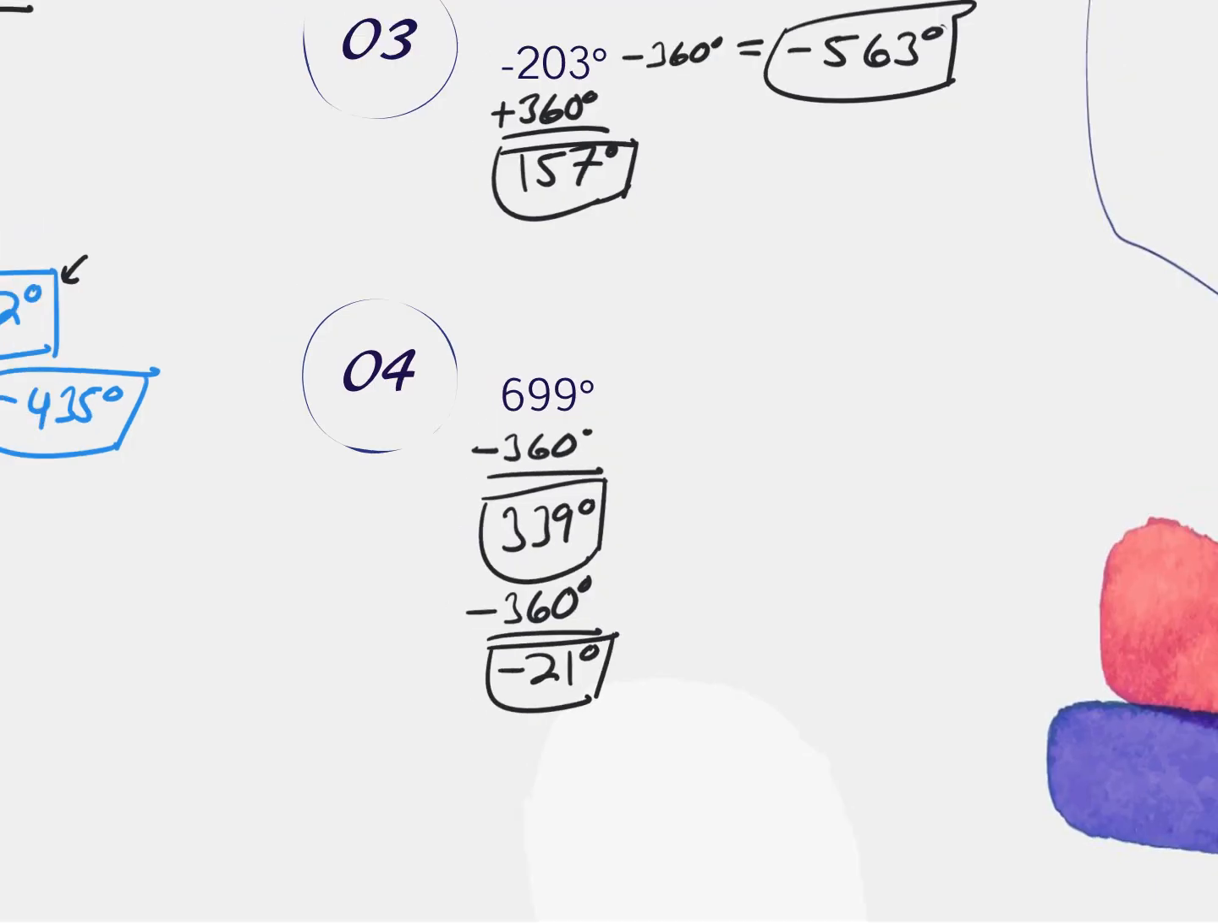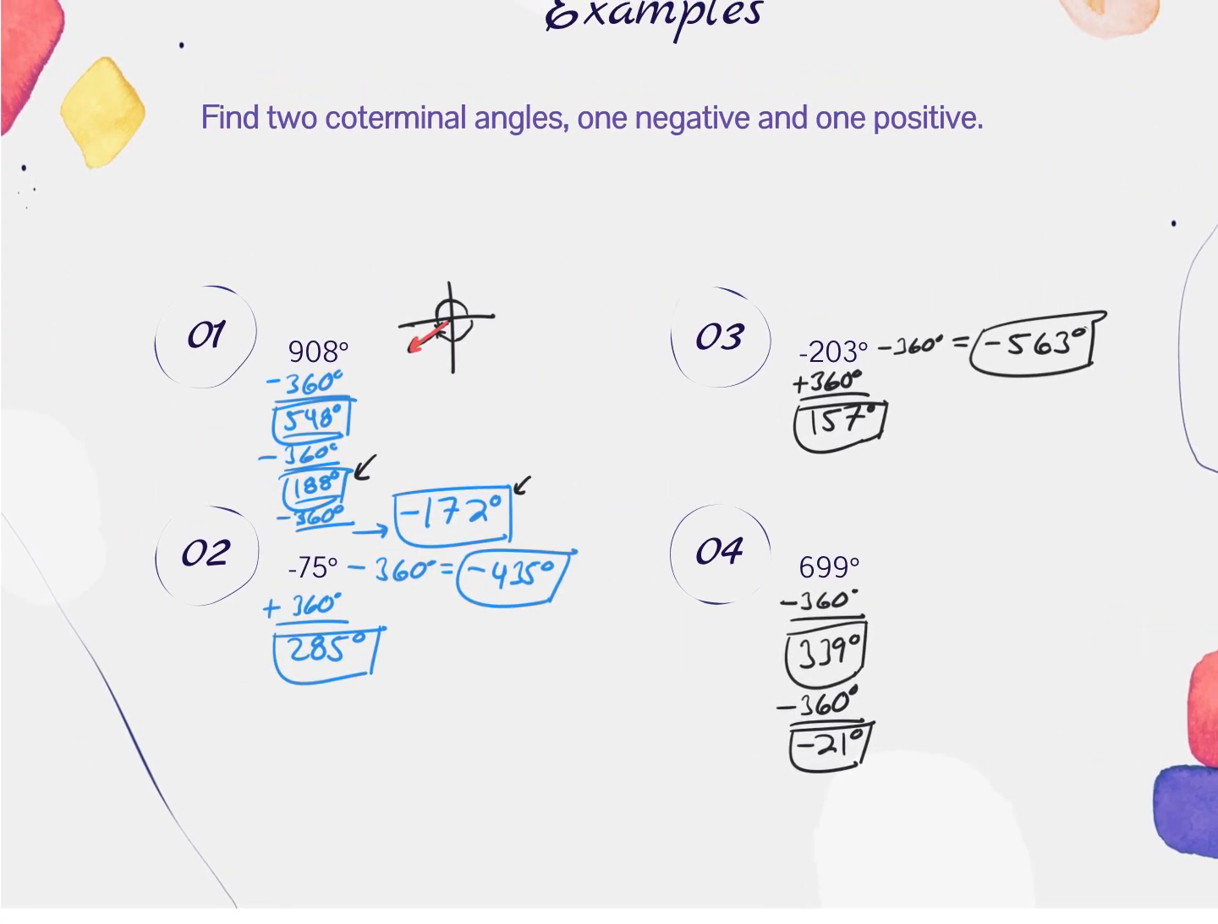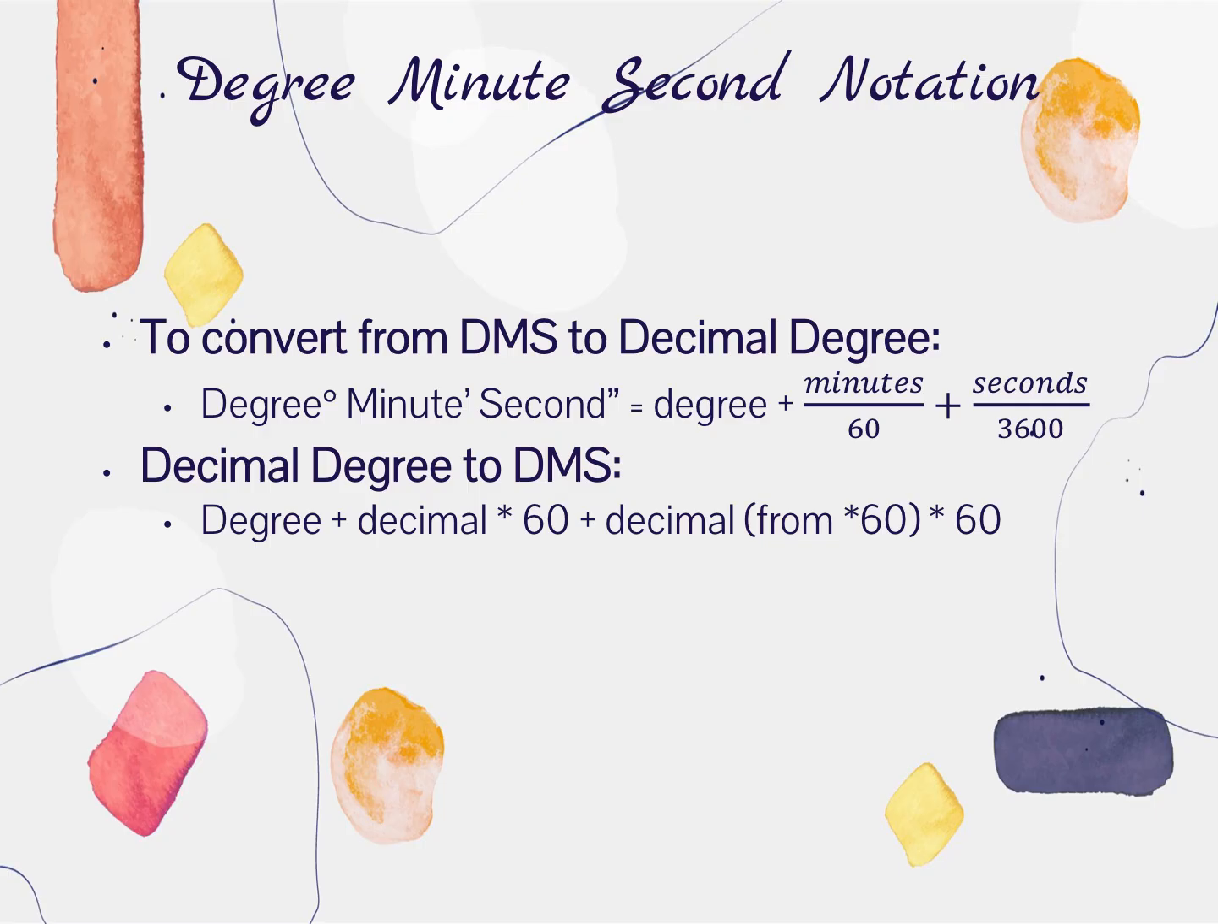All right, so that's it for finding coterminal. It's just adding, subtracting. Should be super easy. All right, the next idea that we'll talk about in this lesson, the last idea, is going to be the degree minute second notation. The degree minute second notation is just another way to write your angles. If you convert from one to another, you'll get equivalent angle measurements, just written in a different way.